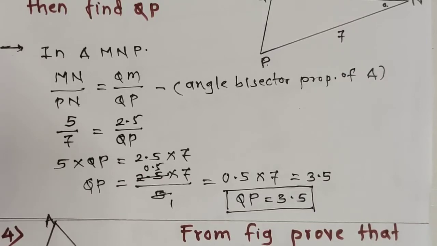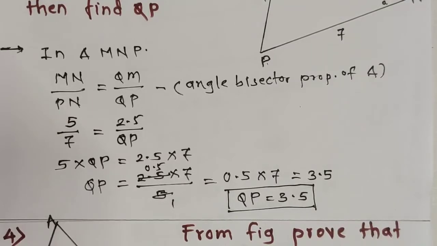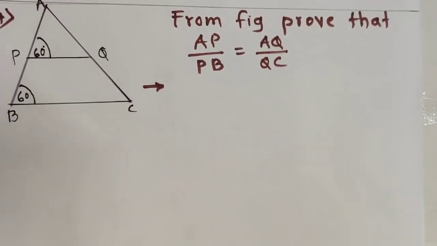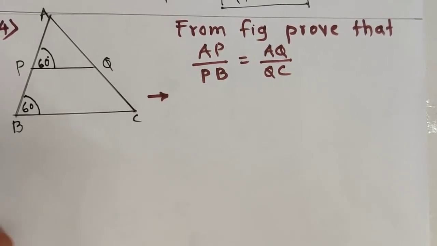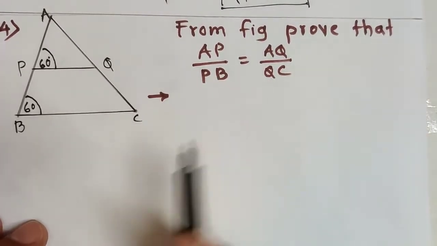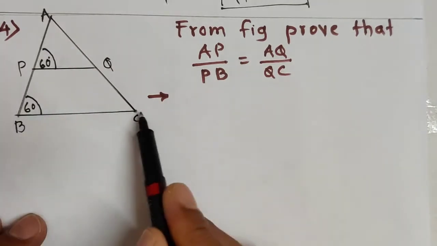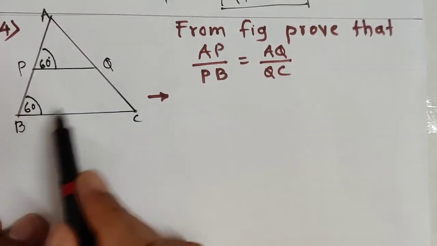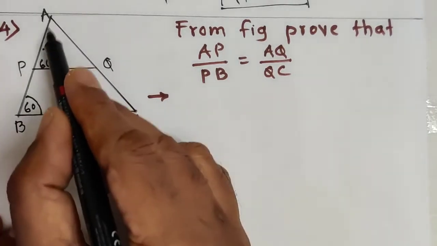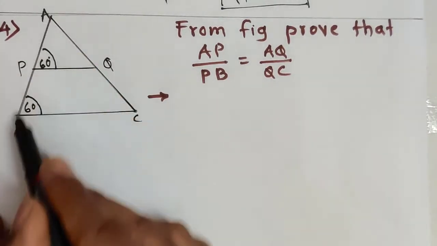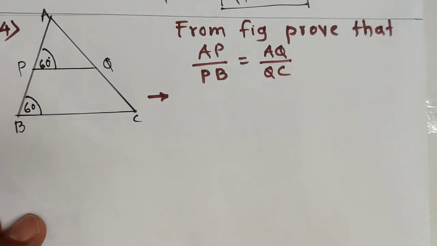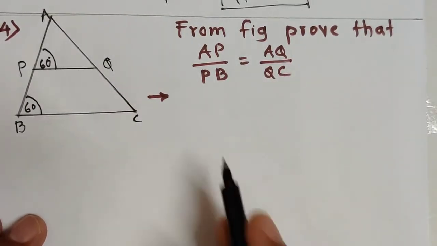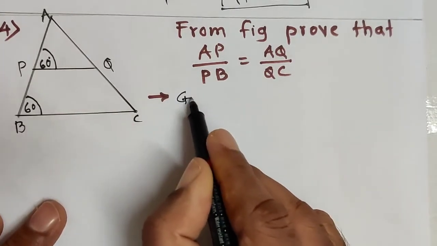Now let us see the next sum, the fourth sum. In the fourth sum we have to prove something. From the figure, what is given? In triangle ABC, P is on side AB and Q is on side AC. Angle APQ is 60 degrees and angle ABC is also 60 degrees. Then prove that AP upon PB is equal to AQ upon QC. So here first write given.